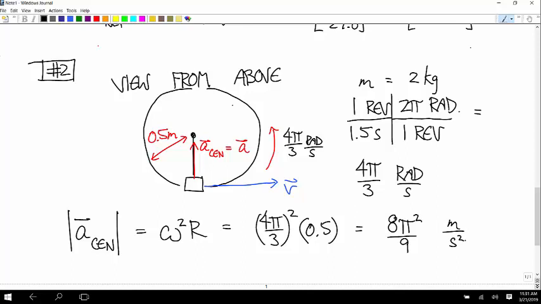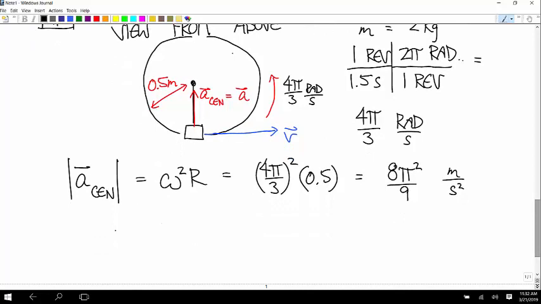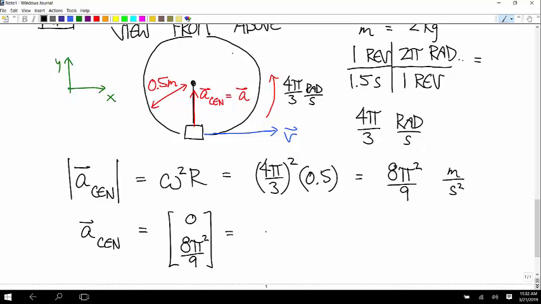meters per second squared. On a test, I just don't have a calculator in front of me, but if you want to convert that to a decimal, that's fine with me. And so if that's the magnitude and the direction is straight up toward the center, which I'm going to call my positive y direction, the x component of the acceleration is 0, and then the y component is 16 pi squared over 9, and that's the total acceleration.